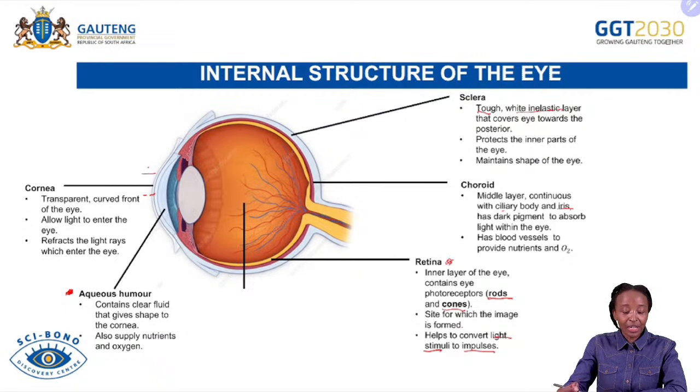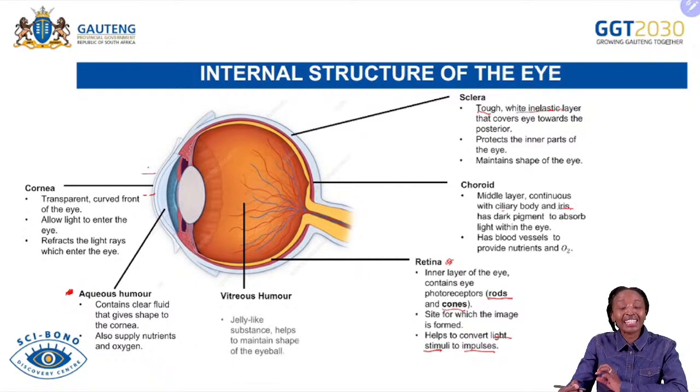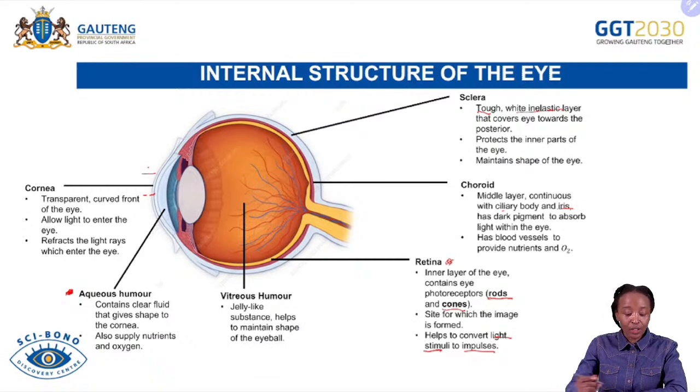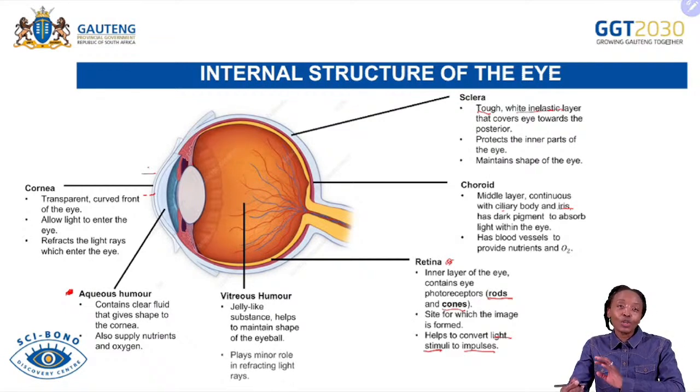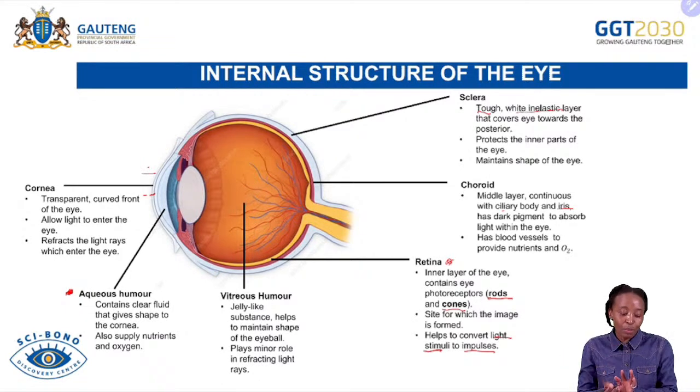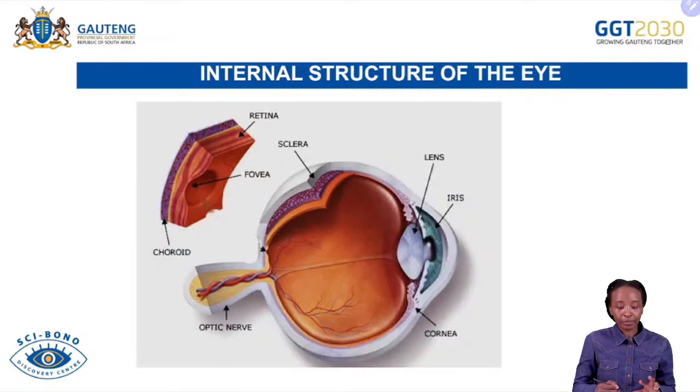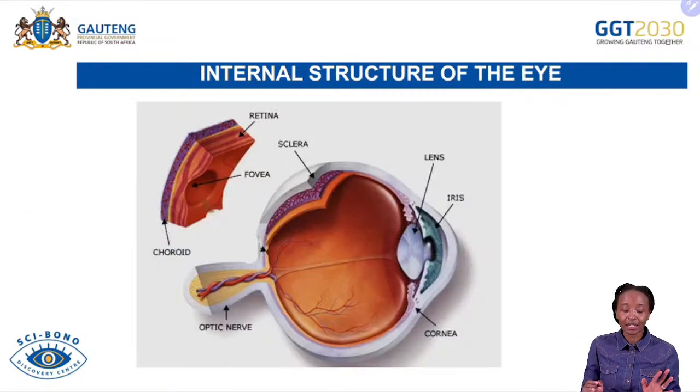Then at the back of this structure here, this white structure that you see here, is also a cavity that is filled with what's called the vitreous humor. So the difference between the aqueous and the vitreous humor: the aqueous, we said, contains a clear fluid. And the one at the back is filled with a jelly-like substance, and this one helps to maintain the shape of the eye. So the shape of the eyeball is not only maintained by the sclera, it is also maintained by the vitreous humor and the aqueous humor. And its other function, although it's not a bigger role, is that it plays a major role in refracting the light rays.